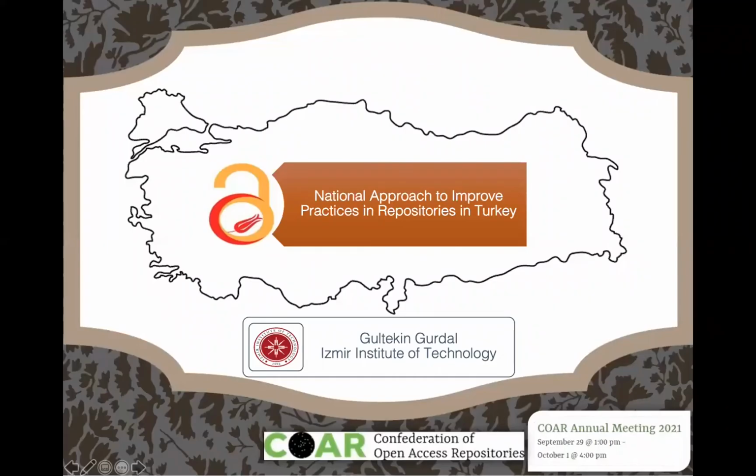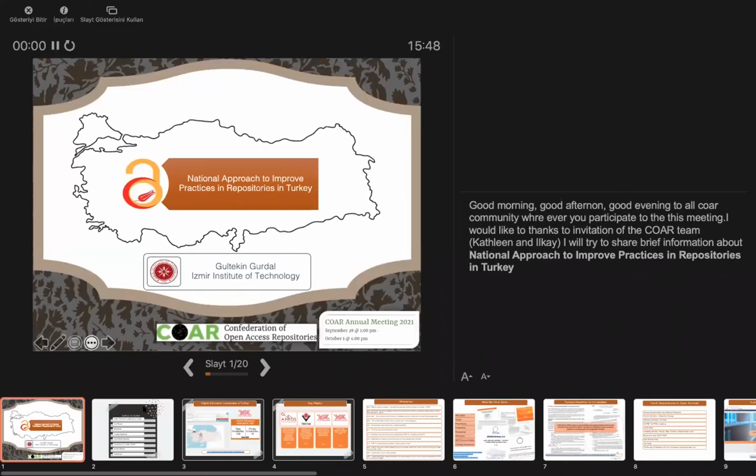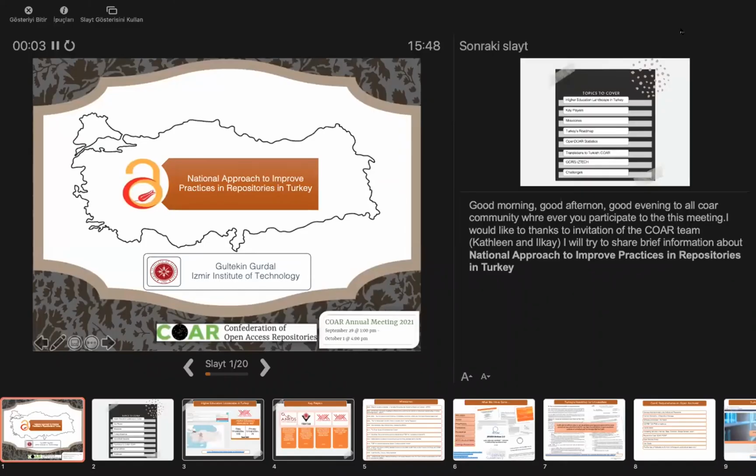Let's move to our third speaker, Gultekin Gurdal from Izmir Institute of Technology. Gultekin is the most passionate open science advocate in Turkey, so I know him quite well because I'm also from Turkey. He's actively working with all stakeholders to adapt good practices in repositories at the national level, and we thought he could give us an overview from the national perspective. So over to you, Gultekin.